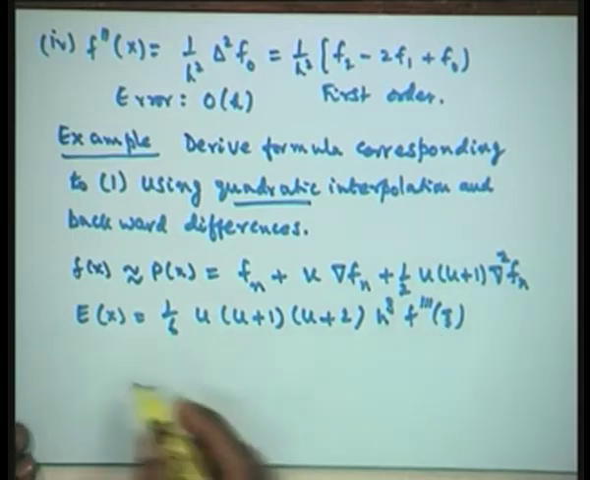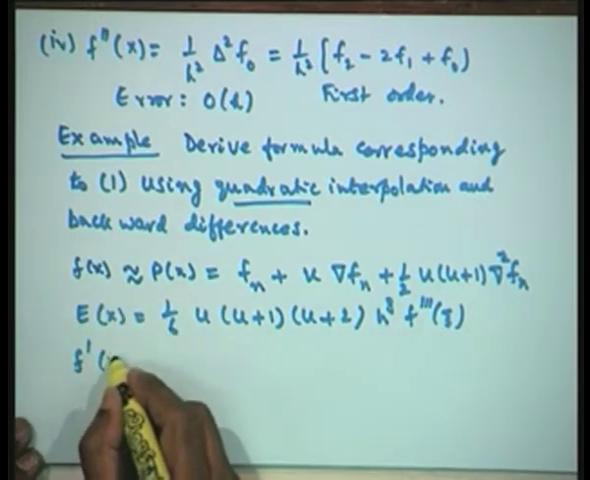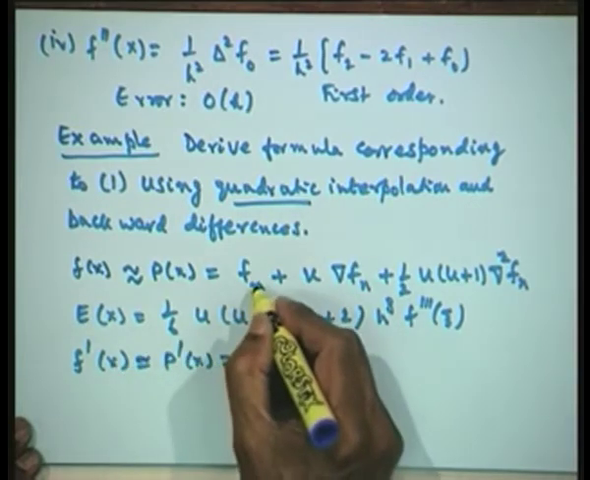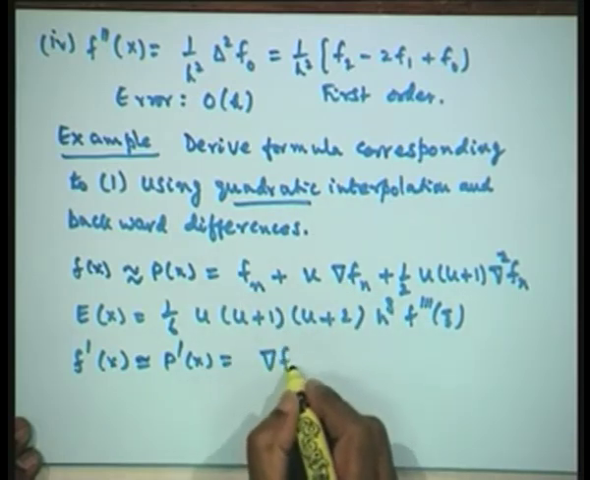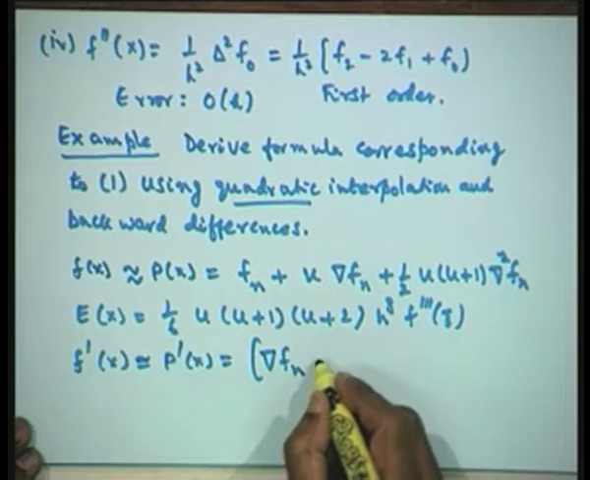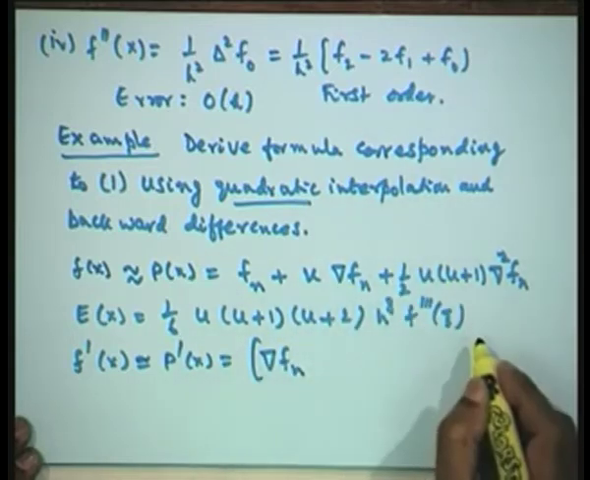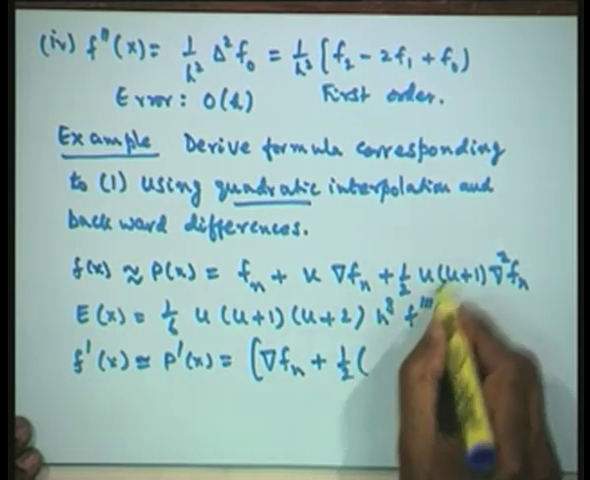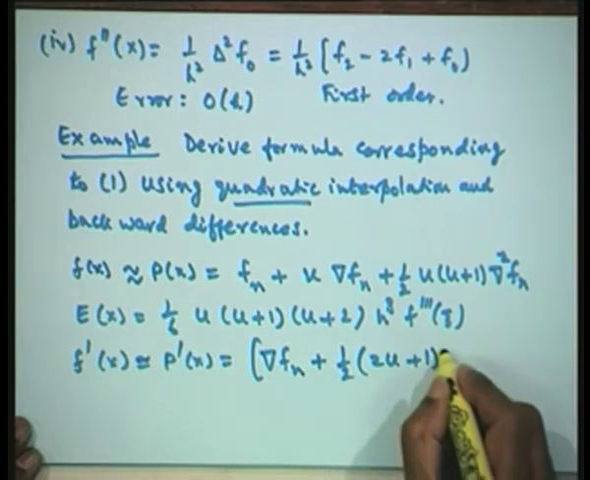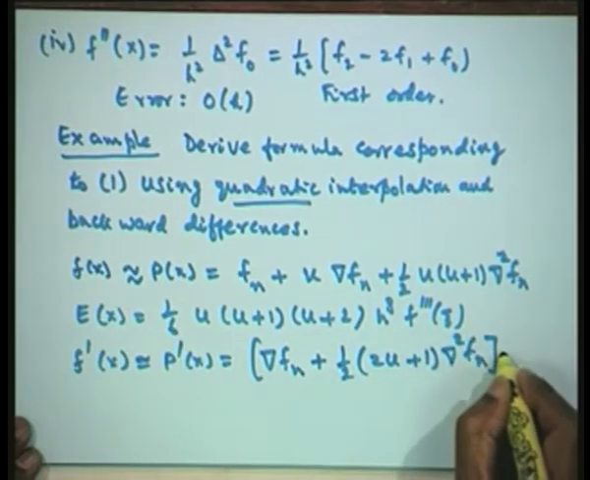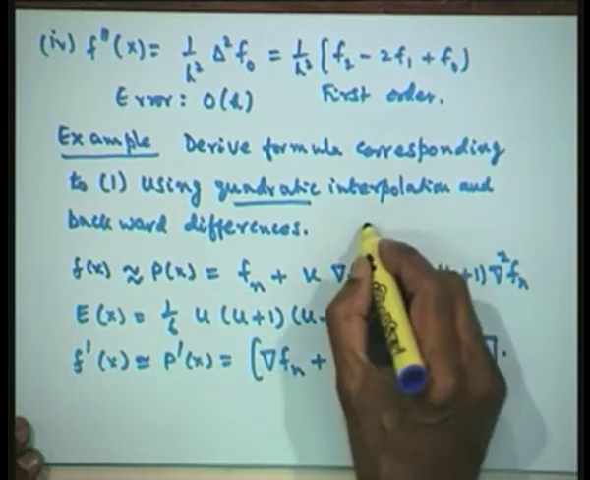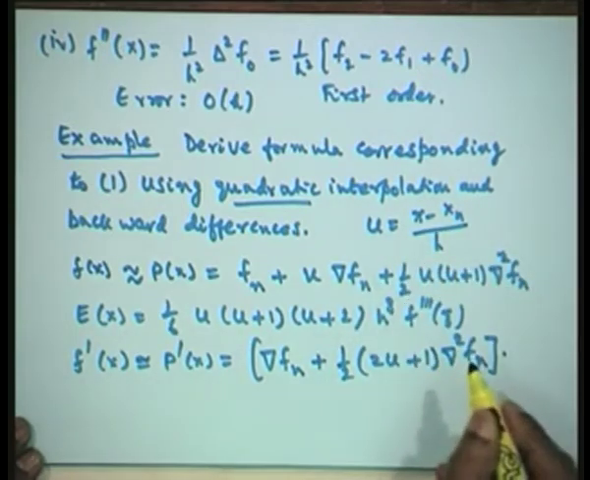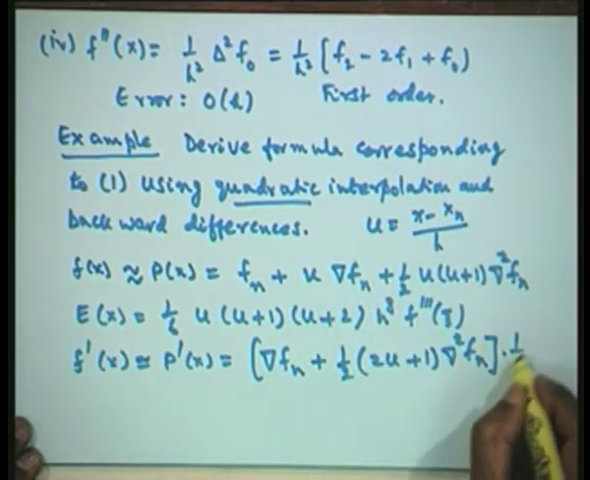Since it is quadratic interpolation, we have taken only up to the second backward difference, and the error is of this particular form. Now, I can differentiate this and write f dash of x is approximately p dash of x. The derivative of the first term is 0. So, this is delta f n, plus I am using the derivative with respect to u, into du by dx, and this is equal to half into 2 u plus 1 delta squared f n. You remember the formula for u was x minus x n divided by h. Therefore, du by dx will be equal to 1 upon h here.